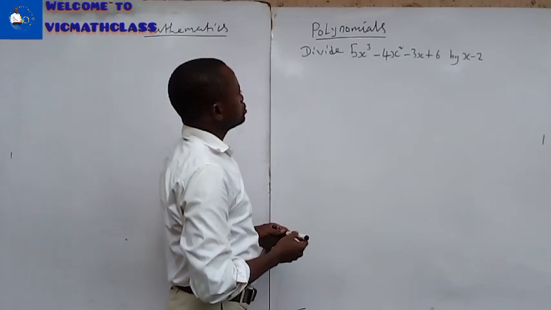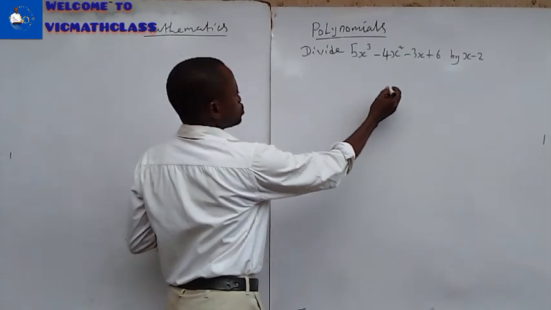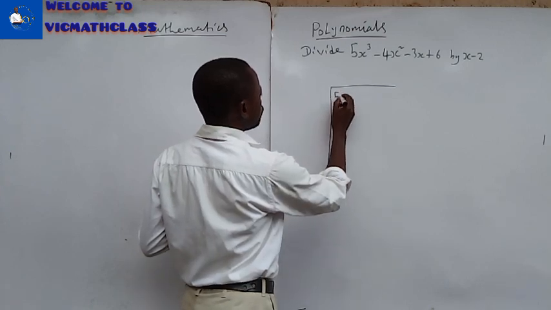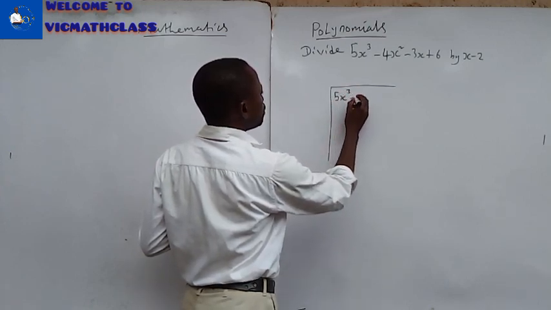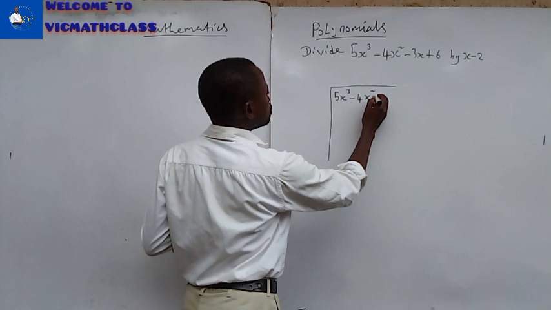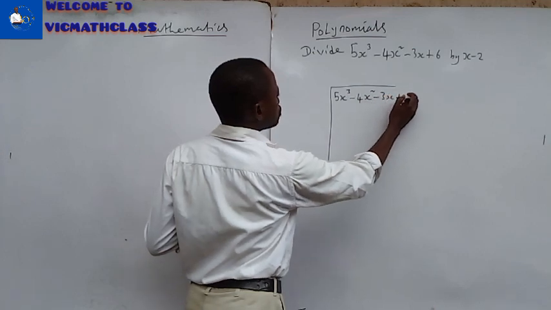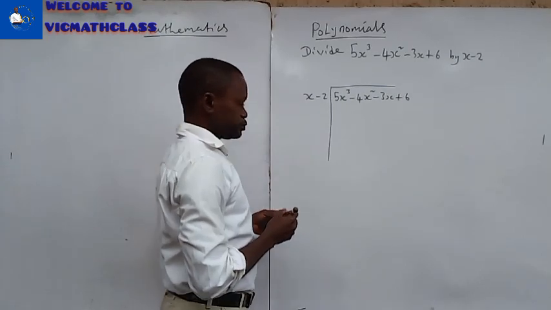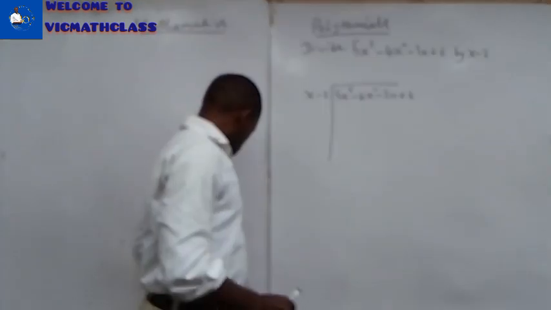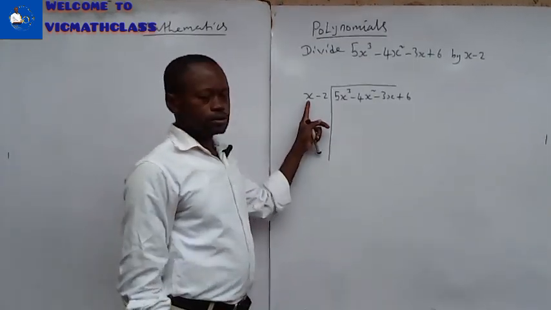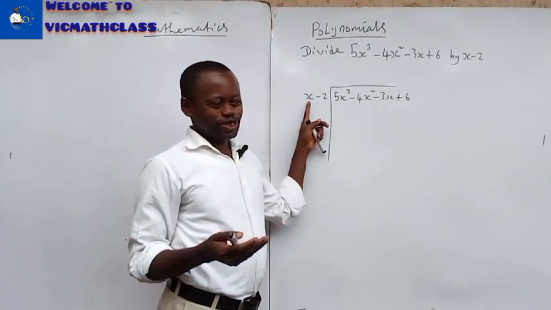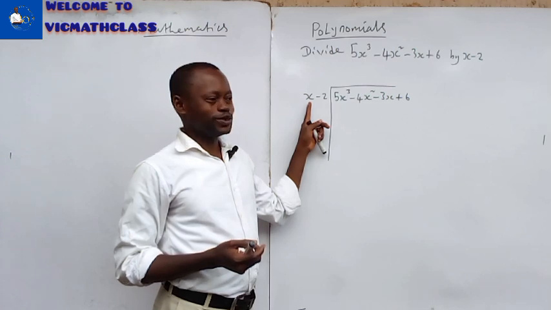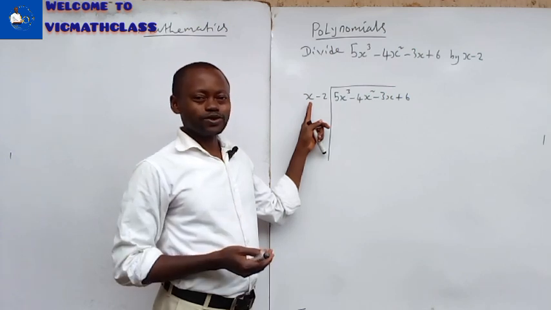You realize that I will apply the same procedure here. I have 5x raised to power 3 minus 4x squared minus 3x plus 6 divided by x minus 2. Here we go. You just have to know some of the things we do in mathematics. You may ask us why. Yeah, it's your right to ask why.